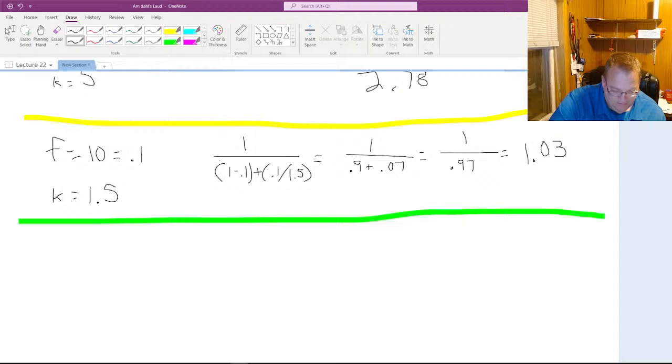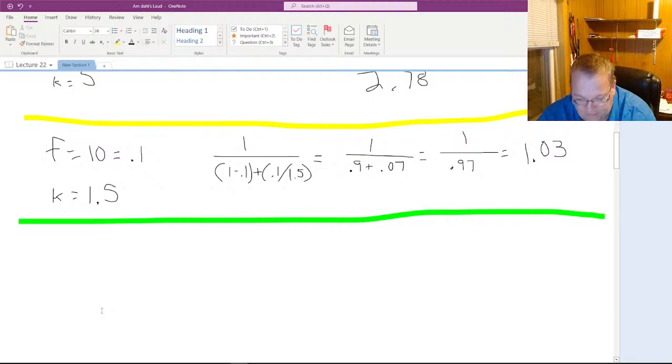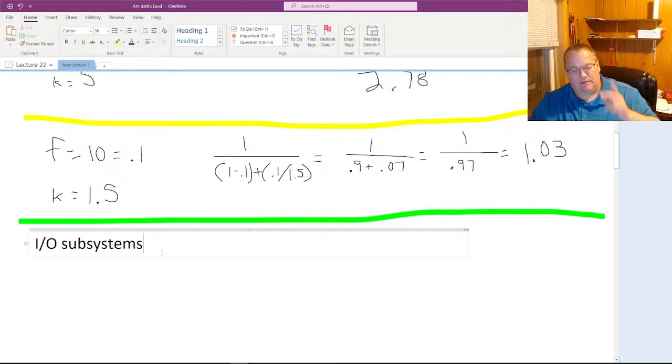All right, so let me talk then a little bit about I/O architectures. But first, actually, I'm going to say I/O subsystems. In fact, actually, there's going to be a lot of writing here, so let's go ahead and get my type box here. Click there, change this to 36. I think that's what we used before. Okay, so I/O subsystems.